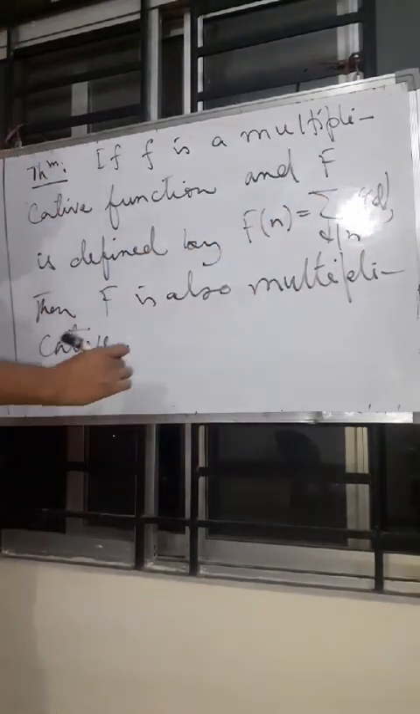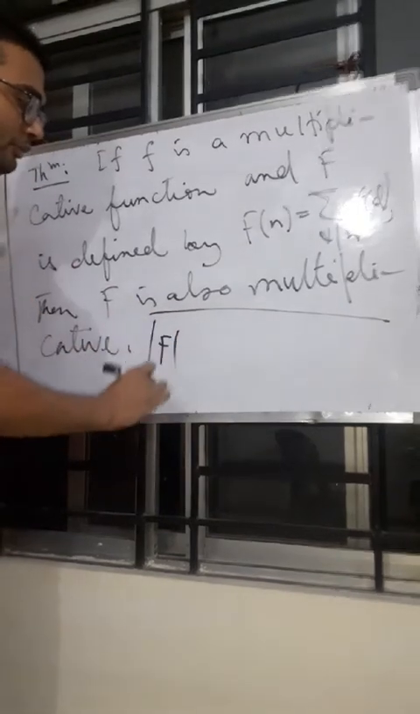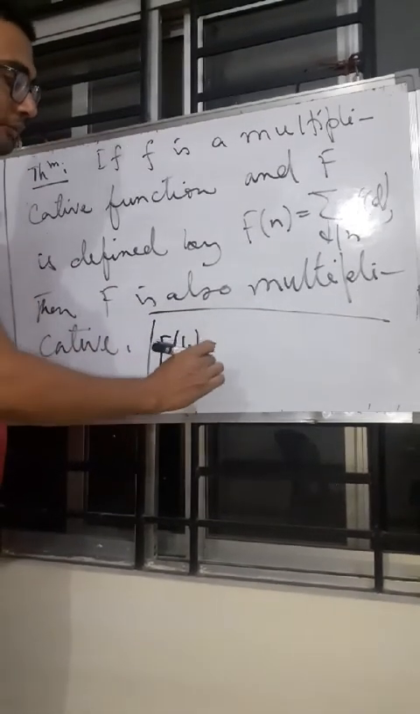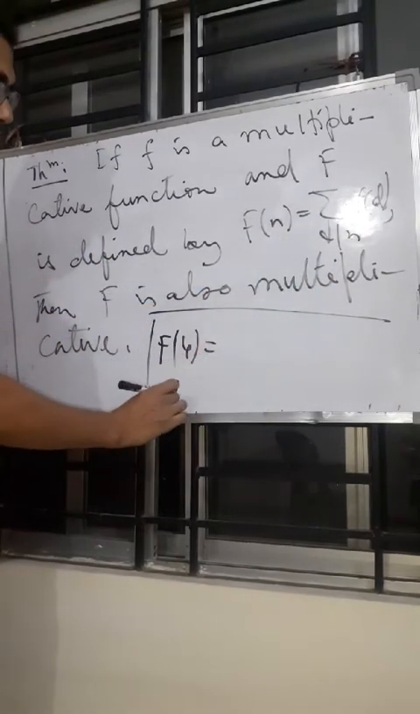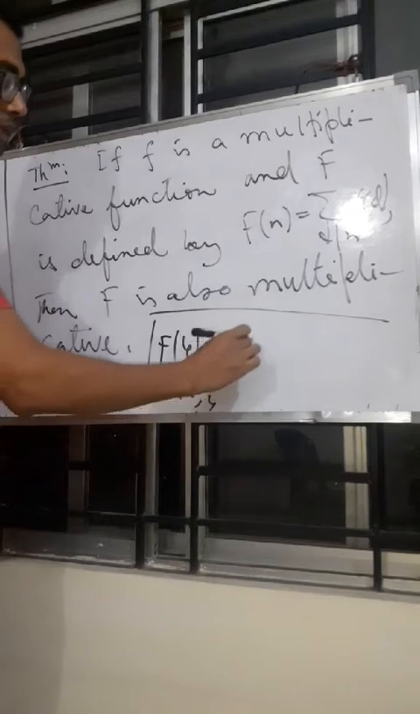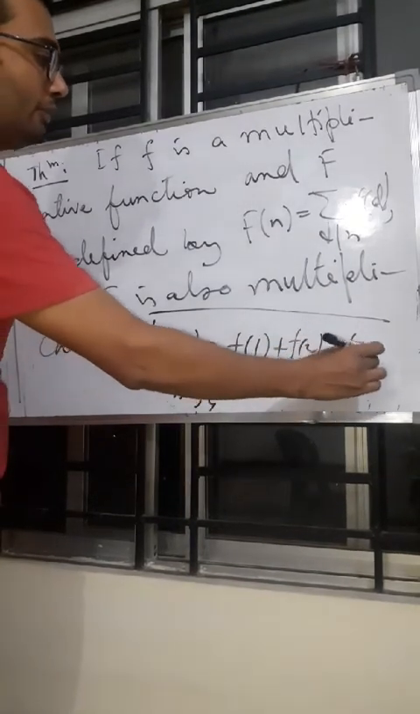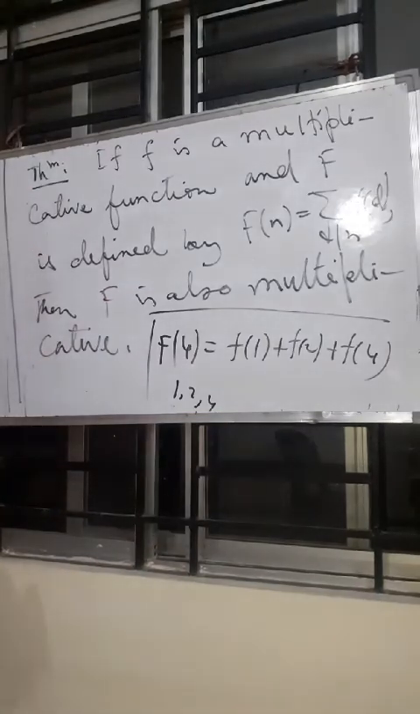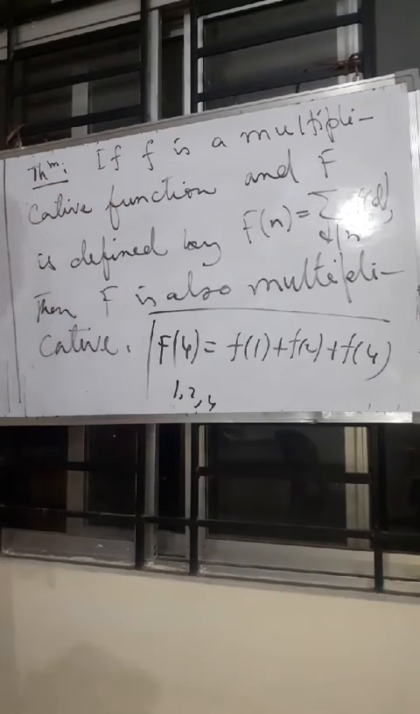What does it mean? Say f of 4. What does it mean? d divides 4. What are the divisors of 4? 1, 2, 4. So it will mean f of 1 plus f of 2 plus f of 4. So small f is given to be a multiplicative function, then capital F is also a multiplicative function.